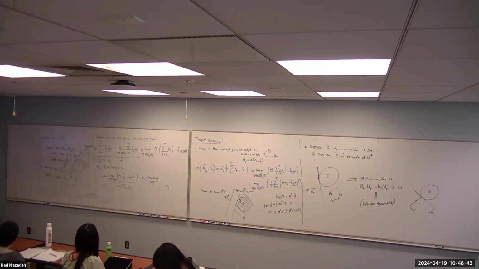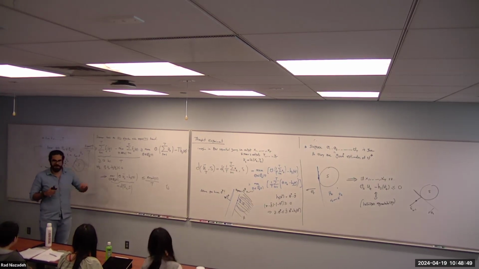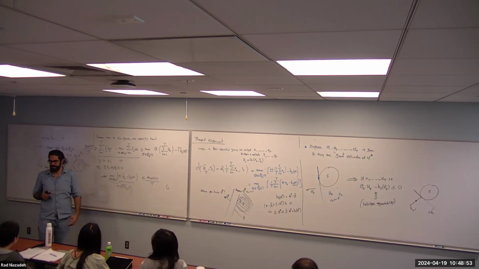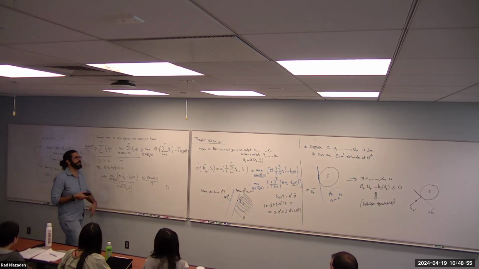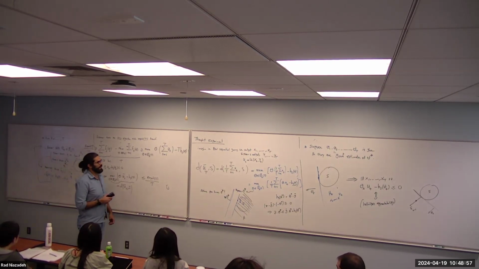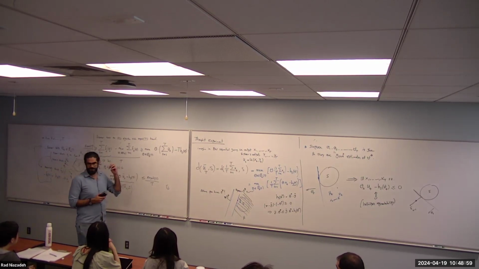So let's continue. And I should give you a disclaimer. I'm going to show you an algorithm for online convex optimization called online mirror descent. It's a very general algorithm. I think it's really a genius algorithm.